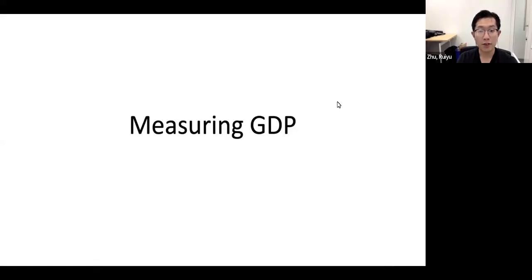So starting from today, we are going to talk about some real macroeconomics. The first topic is GDP, which is probably one of the most important concepts in macroeconomics. In this session, we are going to talk about how to measure GDP.